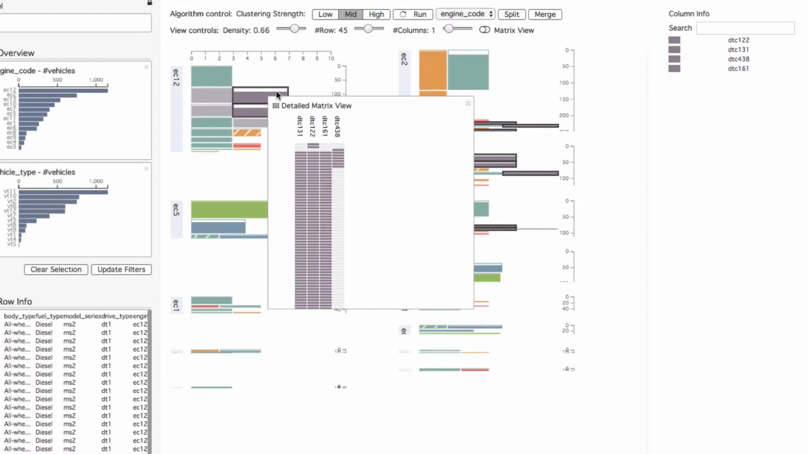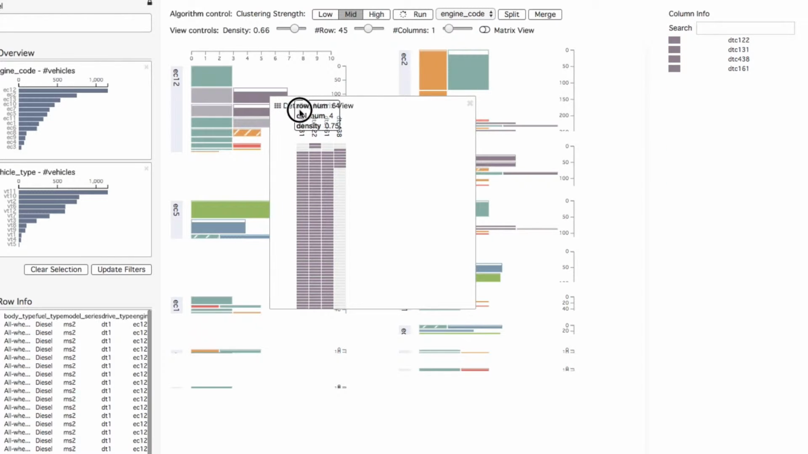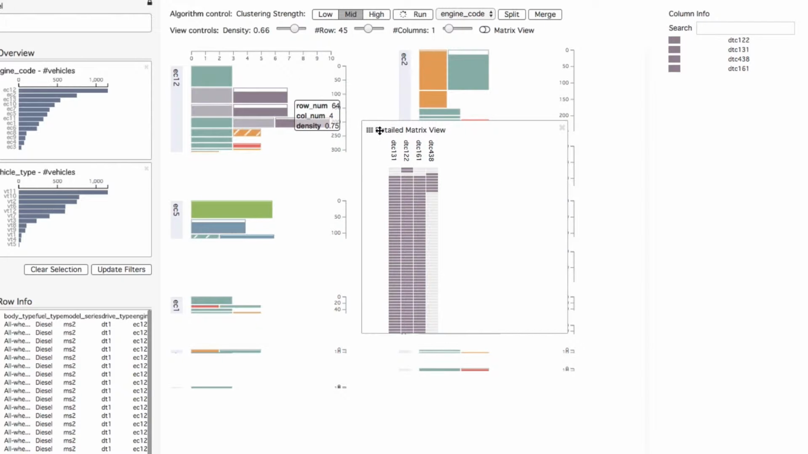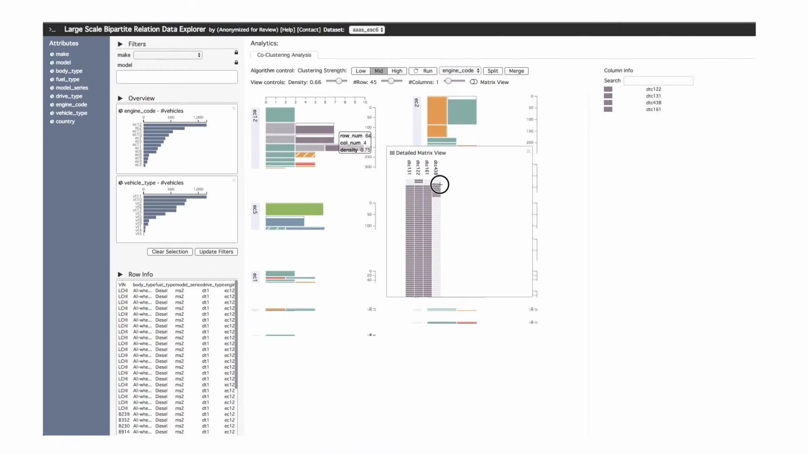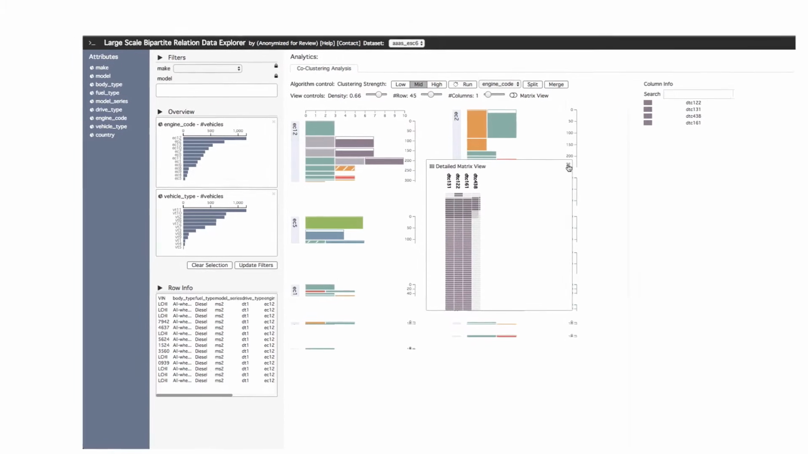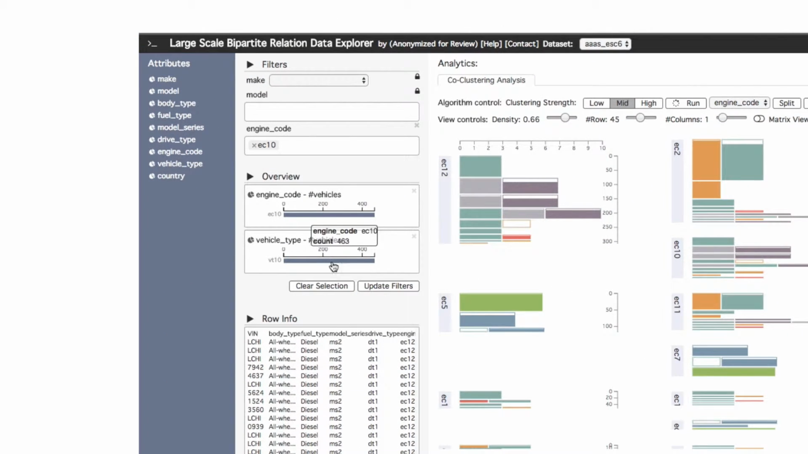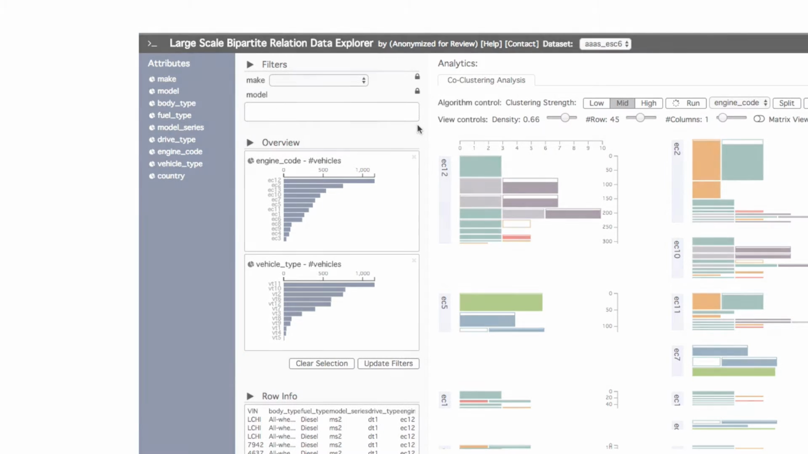Double-clicking on any of the blocks brings up the detailed view. It shows the original data in a matrix visualization. The co-clustering algorithm is triggered again to group the rows and columns to reveal the next level of internal structure. Users can brush on the matrix to inspect the detailed information of the related nodes in the two data tables. The left panel shows the schema of the dataset, provides overviews of attribute panels, and efficient controls for data filtering before starting the analytics pipeline.